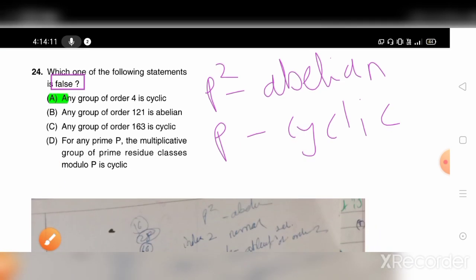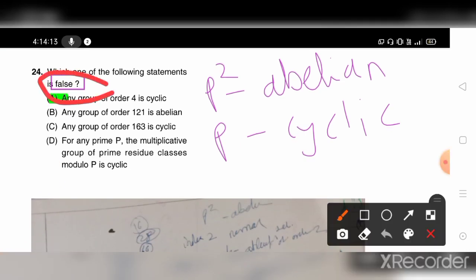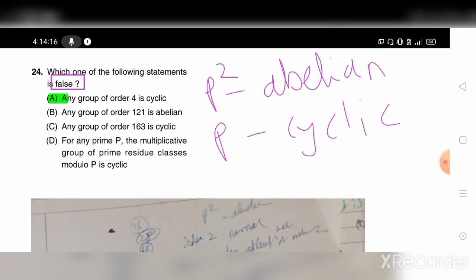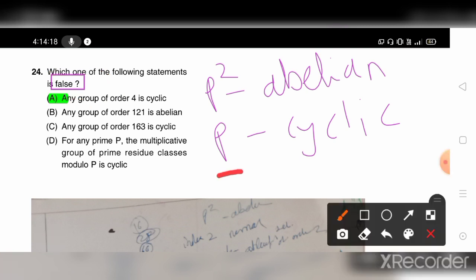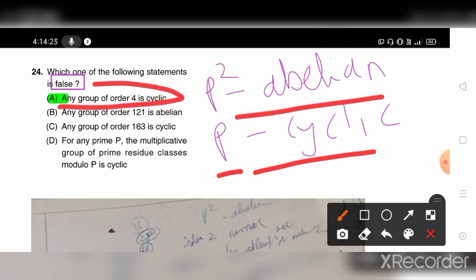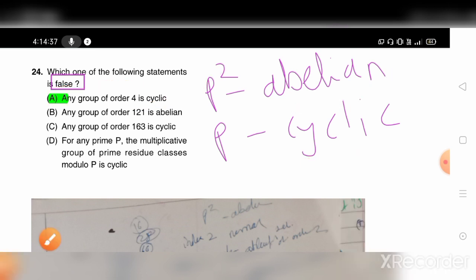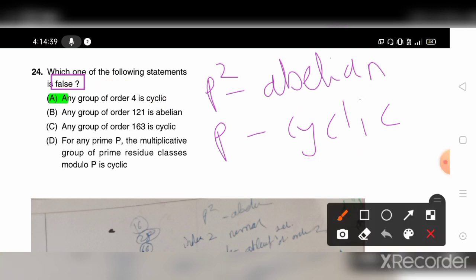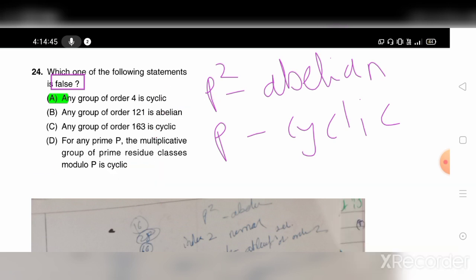Option C is correct. Which one of the following statements is false? Here it asks for false. If the order of group G is equal to P, then it is cyclic. Order P squared, it is abelian. Any group of order 4 is cyclic, but the converse is not true here. Cyclic implies abelian, abelian does not imply cyclic. So option A is not correct, here it asks for false. Therefore option A is correct. In option B, this is P squared, this is a prime, and option D is also correct.